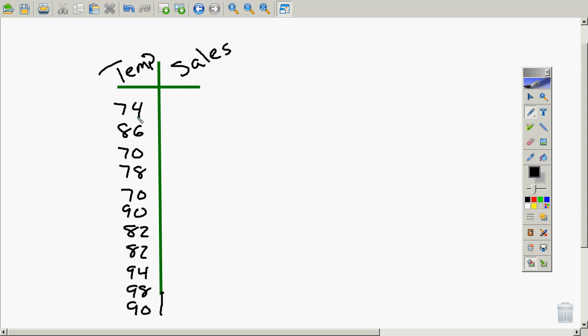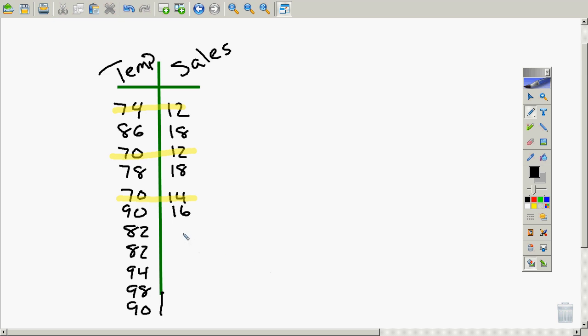And when it was 74 degrees, this company sold 12 ice cream cones. And when it was 86, they sold 18. And 70 is 12, and then 18, and then 14, and 16. Make sure you've got these lined up. This one goes with this one, this one with this one, this one with this one. So you can kind of see, make sure they're straight across.